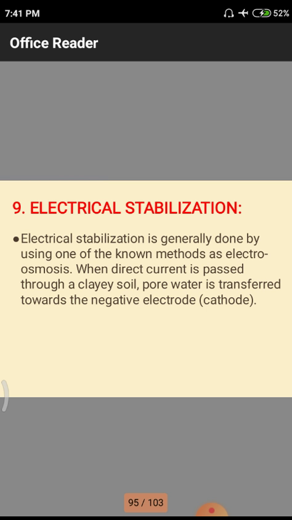In those 10 categories, the first one is entirely different and related to mechanical stabilization. That means some quantities of mechanical equipment we are utilizing for the purpose of stabilization. And next, the second one is related to lime stabilization. It is one of the chemicals. The composition of the lime normally we are using is CaO or Ca(OH)2. That means without water it is CaO, with water it is Ca(OH)2.